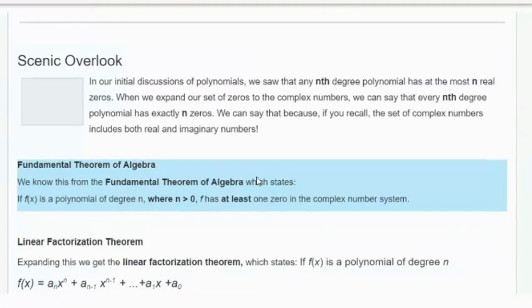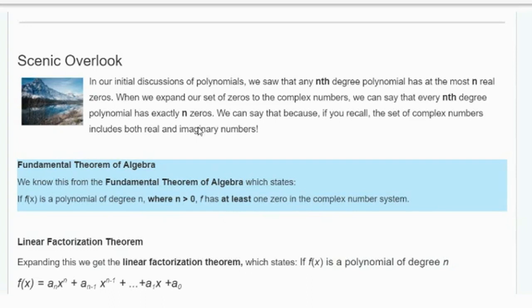In our initial discussions of polynomials, we saw that the nth degree polynomial has n real zeros. If it's a 3rd degree polynomial, it has up to 3 real zeros. If it's a 7th degree polynomial, it has up to 7 real zeros. But when we expand our set of zeros to the complex numbers, which is the imaginary numbers, 2 plus 3i, etc., we can say that every nth degree polynomial has exactly n zeros. If it's a 6th degree polynomial, it does have 6 zeros. Just some of them may be imaginary.